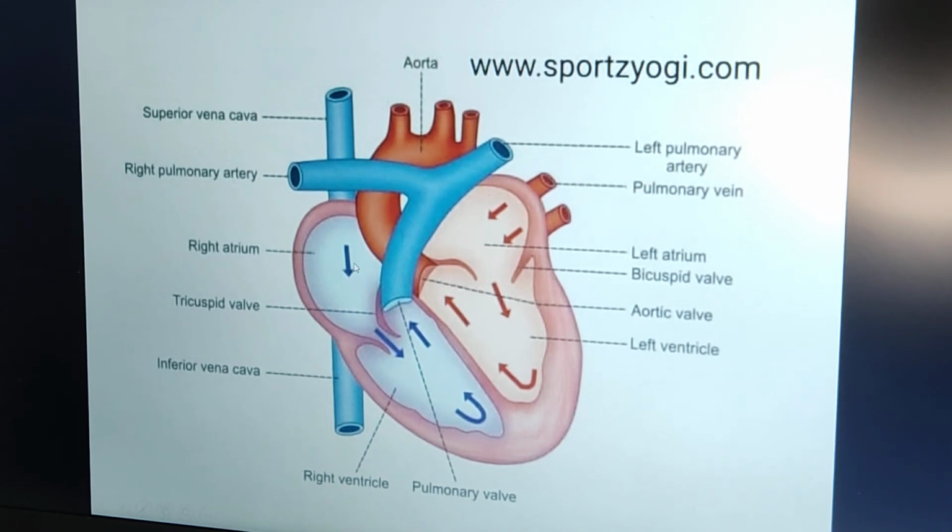As I already told, the superior vena cava and inferior vena cava carry deoxygenated blood into the right atrium. This deoxygenated blood enters from the right atrium to the right ventricle with the opening of the tricuspid valve. In the right ventricle, one big artery is there. It is the pulmonary artery.